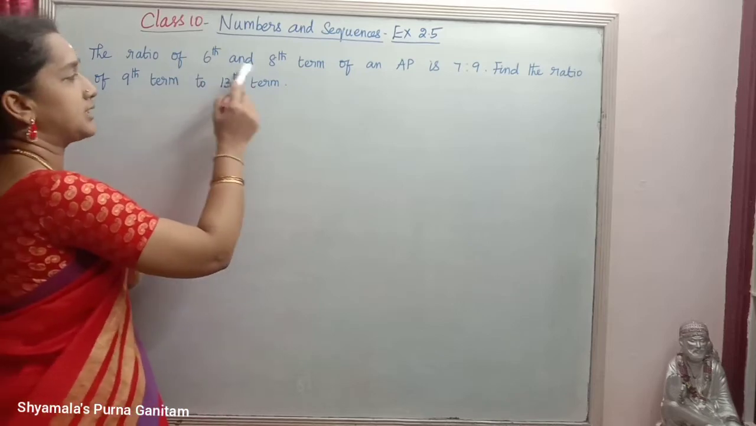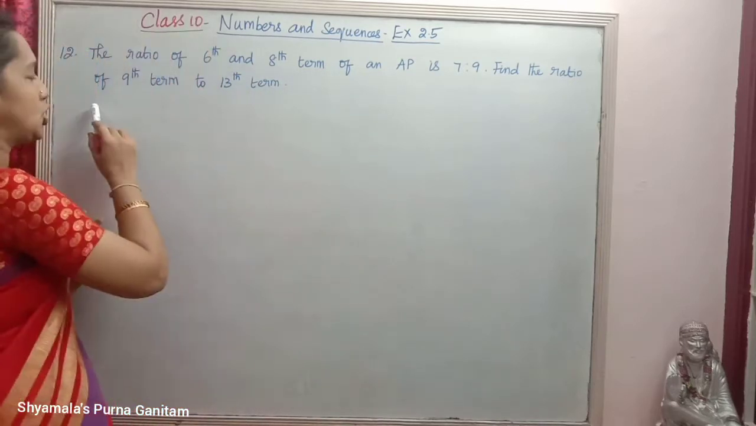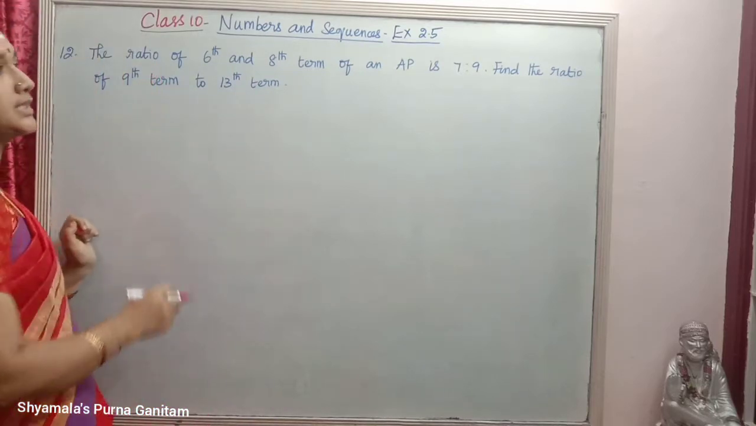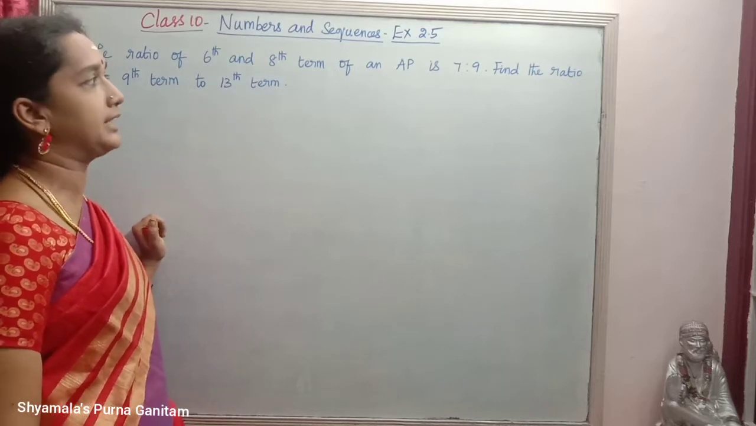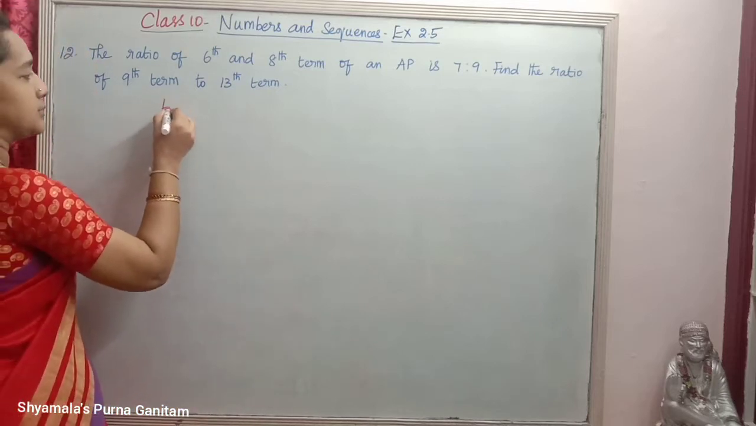The ratio of the 6th and 8th term of an AP is 7:9. Find the ratio of the 9th term to the 13th term. Okay, so the 6th term and 8th term. The ratio of the 6th term and 8th term is given as 7:9.